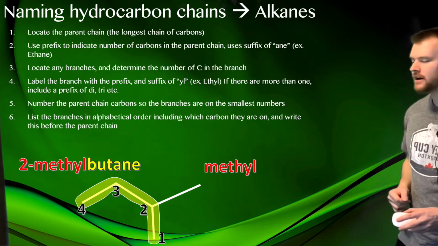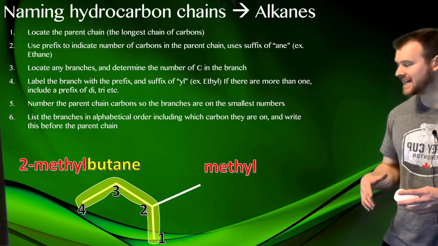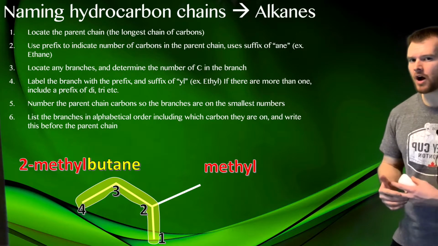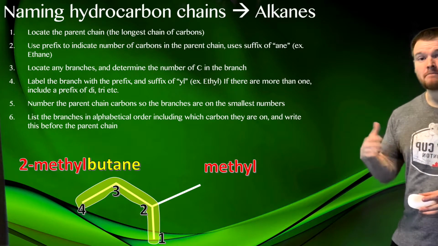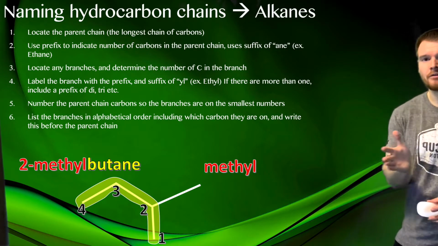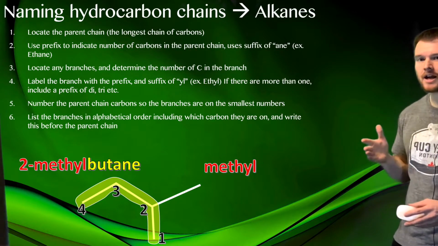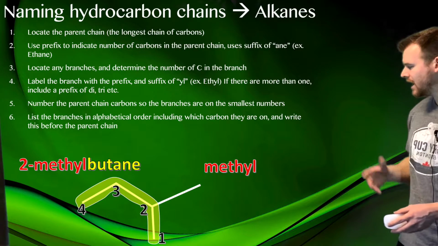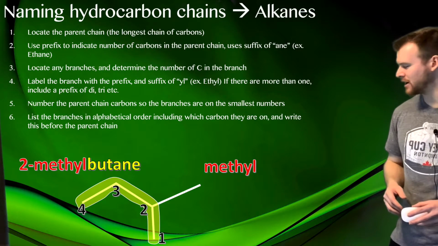So it props up here and says that we're going to list the branches in alphabetical order and also include the carbon that they're on. Now the alphabetical order part means that if I had multiple branches, I would put them in alphabetical order. So if I had an ethyl here, ethyl would come before methyl. But in this case, I only have 1 group, so we don't have to worry about alphabetical order there.